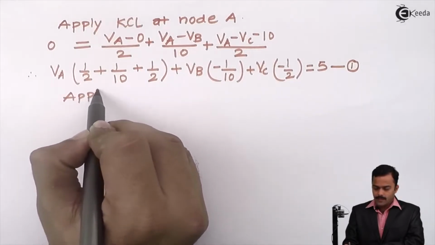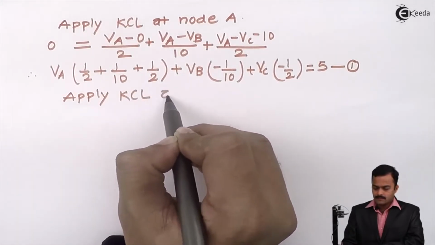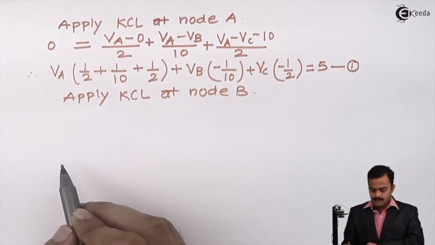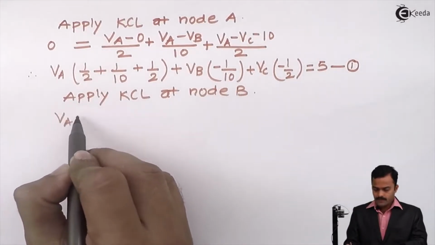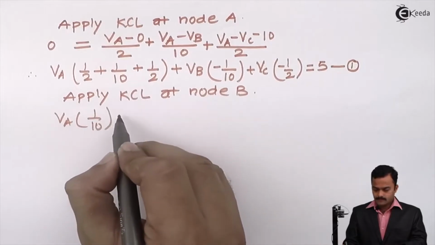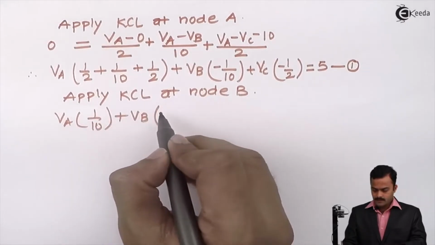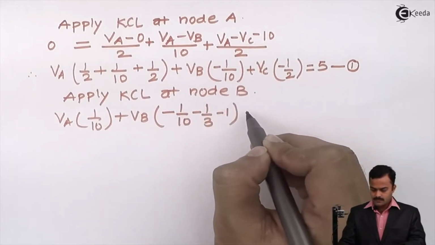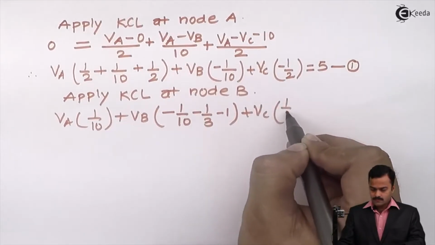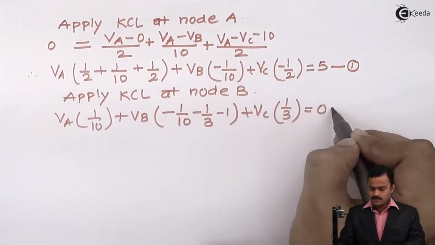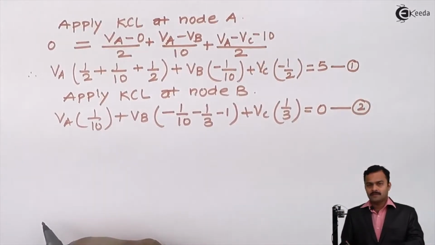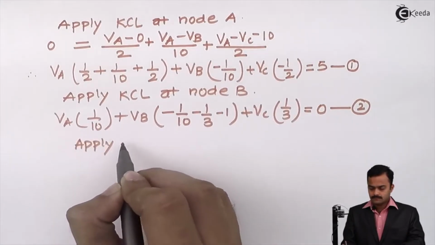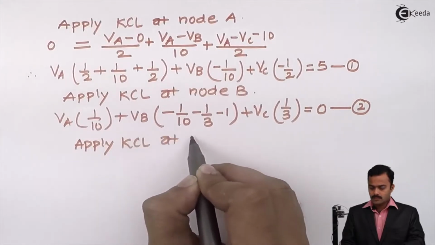So if I apply KCL at node B, I can get a direct equation: VA (1/10) plus VB (minus 1/10 minus 1/3 minus 1) plus VC (1/3) equal to 0. Straight away I am copying equation 2 of the first case. Let's apply KCL at node C.